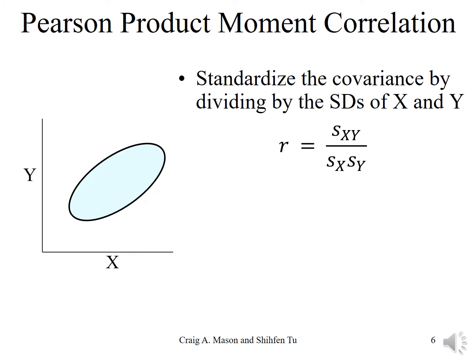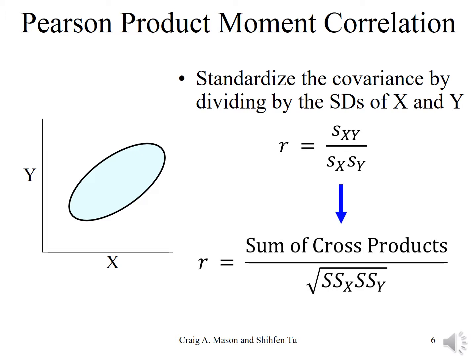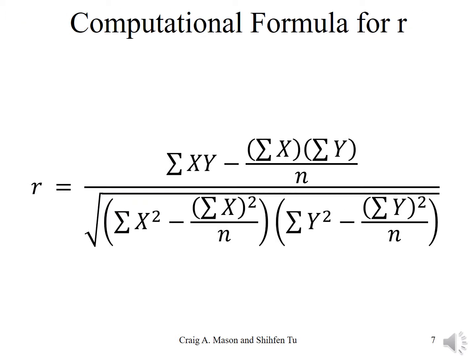With a little thought, we can see that the denominators for the covariance and the standard deviation formulas will in fact cancel out, reducing this to R being equal to the sum of cross products divided by the square root of the sum of squares of x times the sum of squares for y. Remember, in previous videos, we noted the computational formula for the sum of squares. So you'll often see it inserted into the equation for R, giving us the computational formula for R.